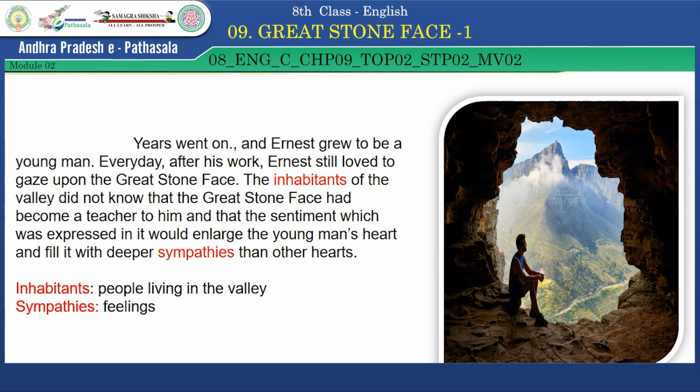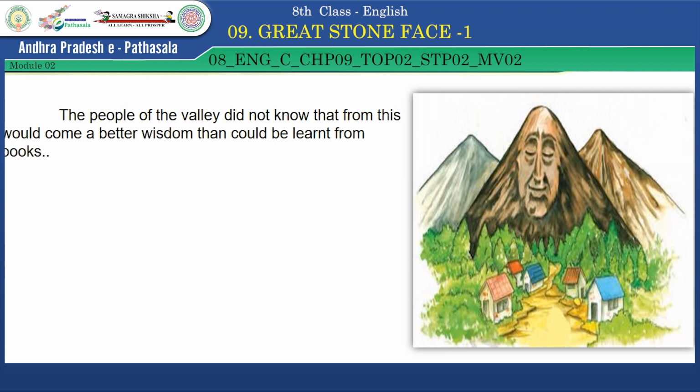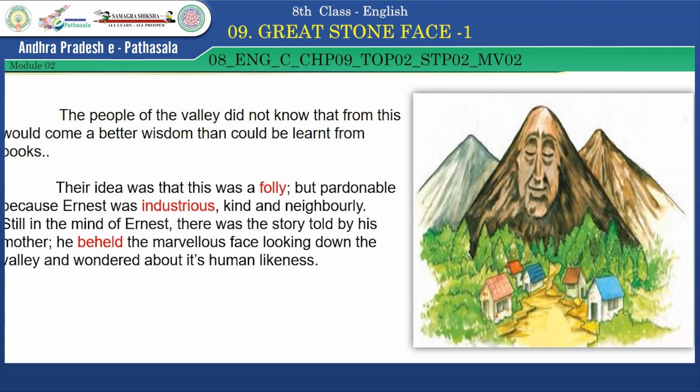Now, dear children, observe the meanings of the highlighted words. Inhabitants, people living in the valley. Sympathies mean feelings. Okay? Now, let us see what did people think about Ernest and his actions. The people of the valley did not know that from this would come a better wisdom than could be learnt from books. Their idea was that this was a folly, but pardonable, because Ernest was industrious, kind, and neighborly.